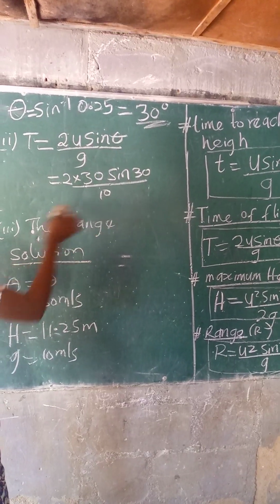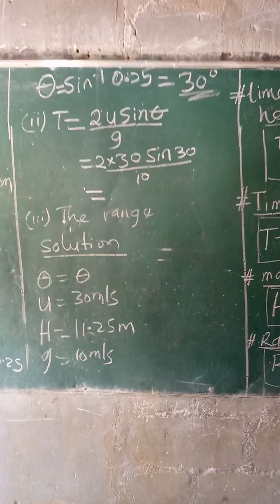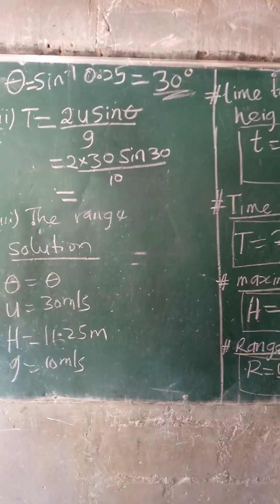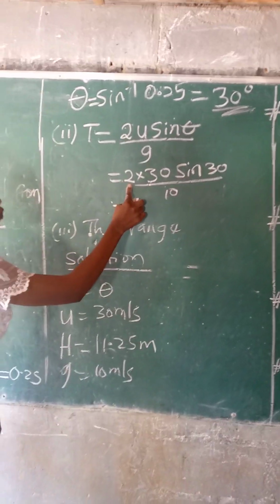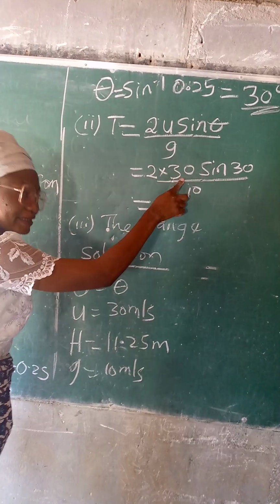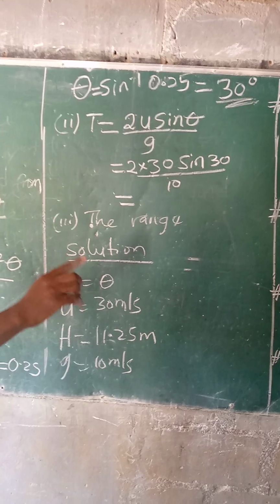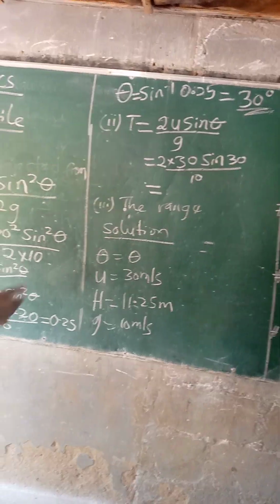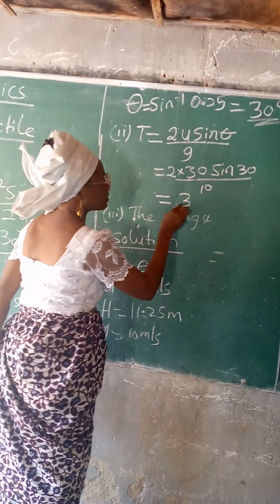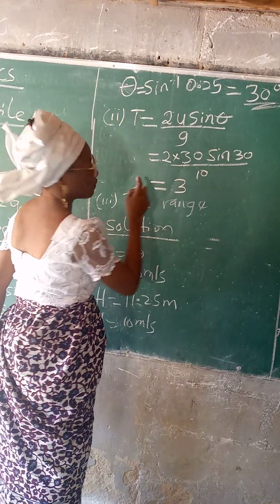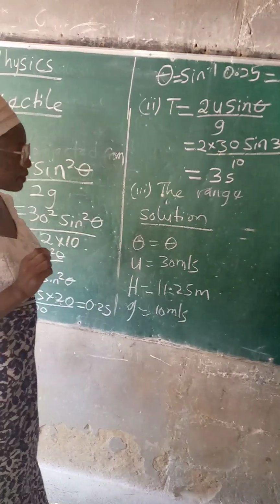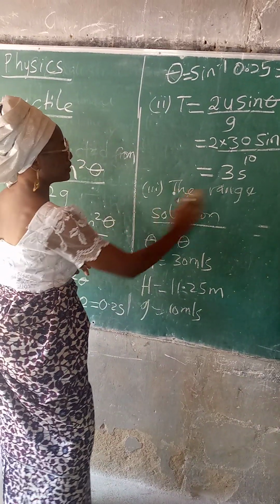Please, I know we're looking for range, but first, if you punch your calculator, you press sine 30. Then whatever you have, you multiply it by 2. Then you multiply it by 30. Once you multiply by 30, then divide it by 10. If you divide by 10, you arrive at 3. Your answer is equal to 3. So, of course, the unit of time is seconds. So we have 3 seconds.